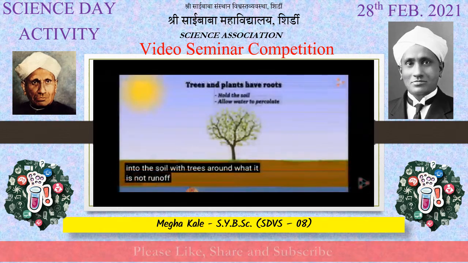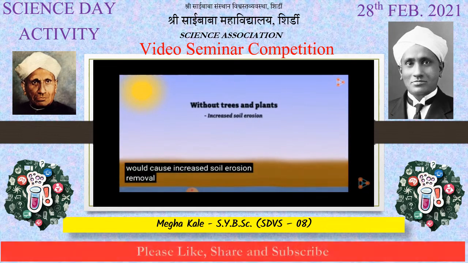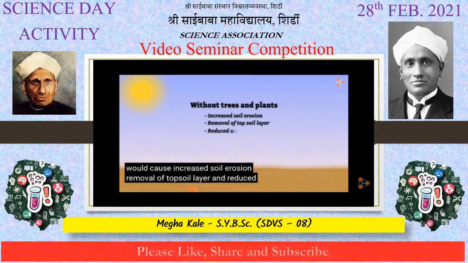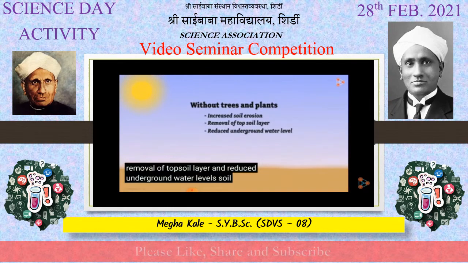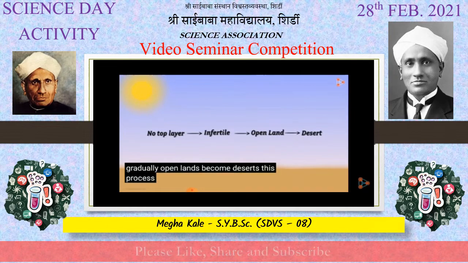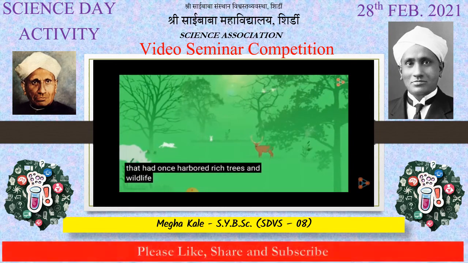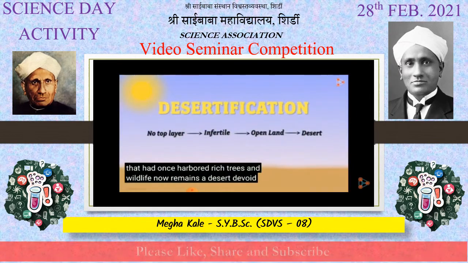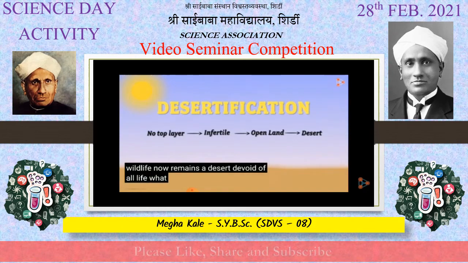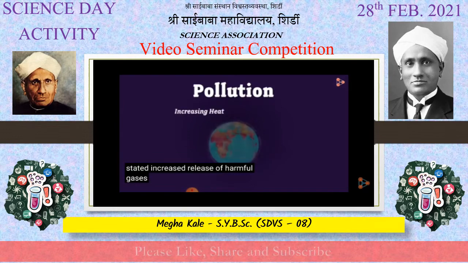This process is called desertification. Land that had once harbored rich trees and wildlife now remains a desert devoid of all life. What about pollution? As already stated, increased release of harmful gases has caused global warming. This pollutes the air around us. It is therefore evident that all consequences are interrelated. Rampant cutting down of trees will only add to more problems around us.